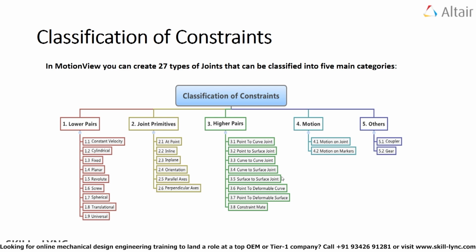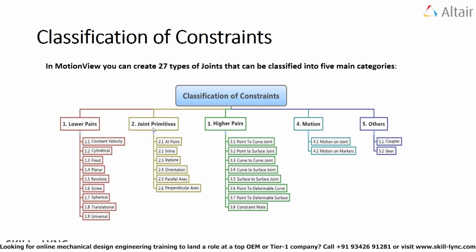So in total, there are 27 types of joints in MotionView. The flow chart on this slide illustrates the classification of constraints in MotionView. So under the lower pair constraints, we have the constant velocity joint, cylindrical joint, fixed joint, planar joint, revolute joint, screw joint, spherical or the ball joint, translational joint, and the universal joint.